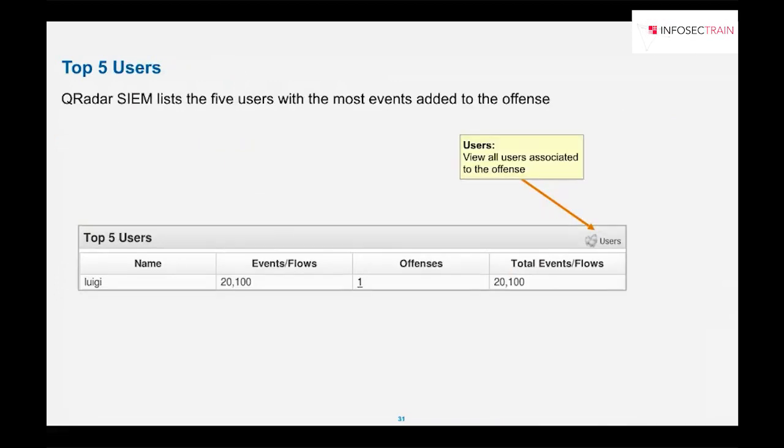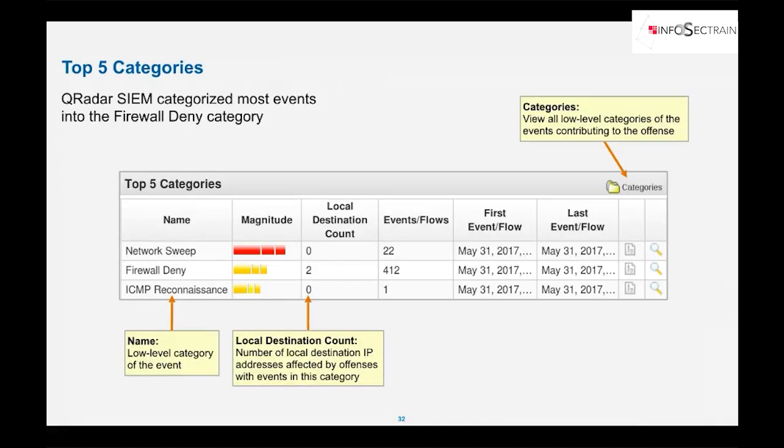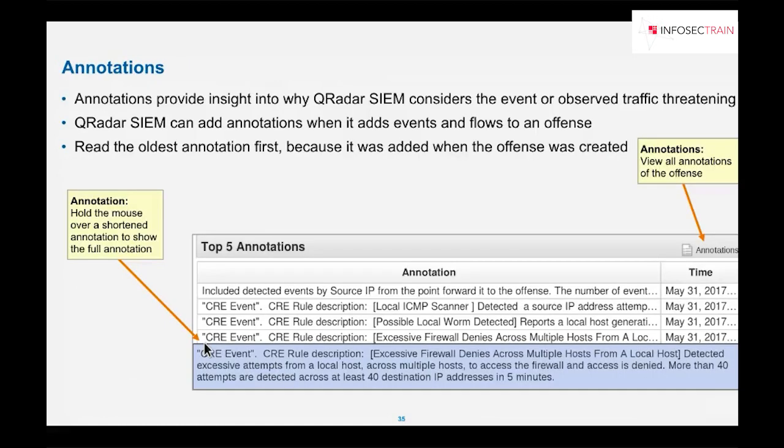Top 5 log sources, top 5 users, categories. This is low level and high level category. So I believe this is all low level category. Yes, low level category of the event. Network sweep, power deny, ICMP response. Annotations are basically notes which are added by QRadar itself, saying that something is happening here. So just detail about it.